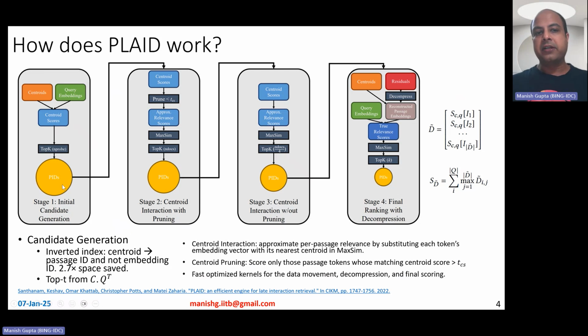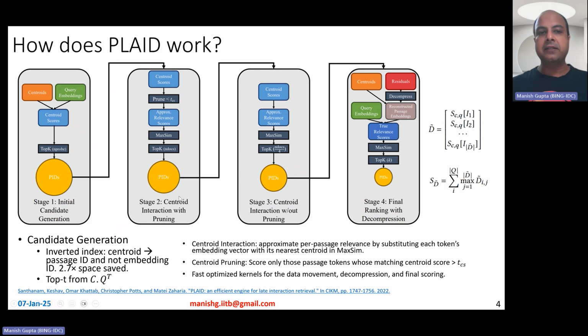Now you take those centroids, which you have mapped to passage IDs. So any passage ID that belongs to these top k centroids is a candidate passage ID. Okay. So you give that to the next phase, which is centroid interaction with pruning. So what happens in this phase?